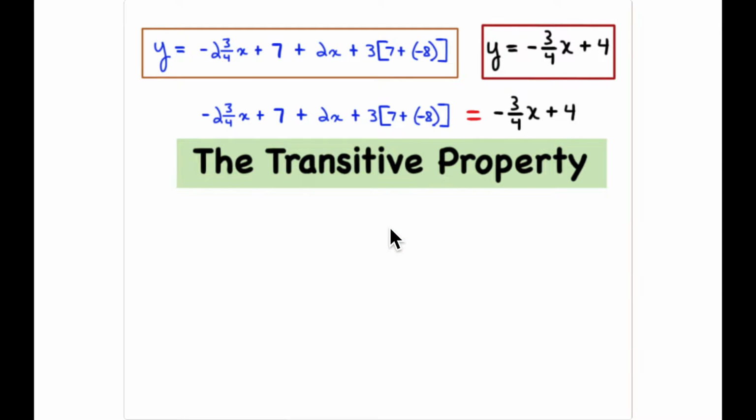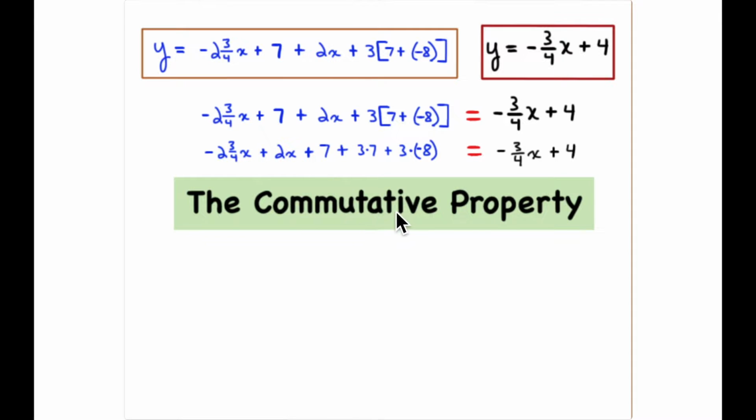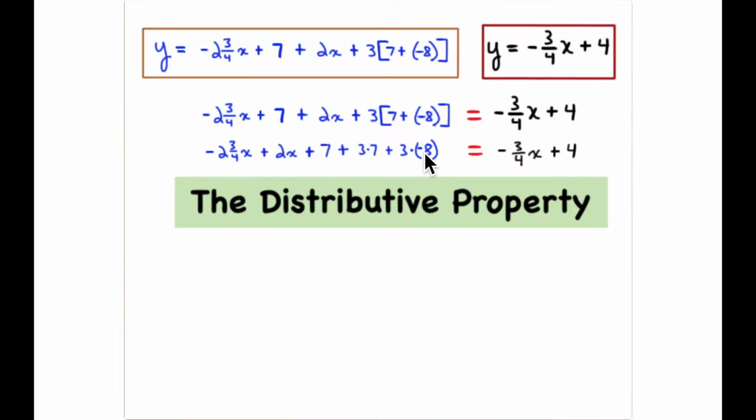So what are the steps to get there? First, I'm going to move these x's next to each other. That's using the commutative property. So if I move this 2x over to here and move this 7 over to here, I'm going to just have them switch places. That is the commutative property. And at the same time, I got rid of these brackets by using the distributive property, 3 times 7 and 3 times a negative 8. So that's using the distributive property, so I'm moving towards a simpler form.